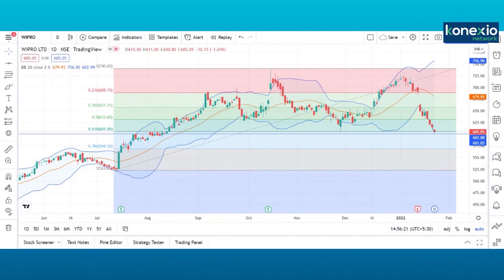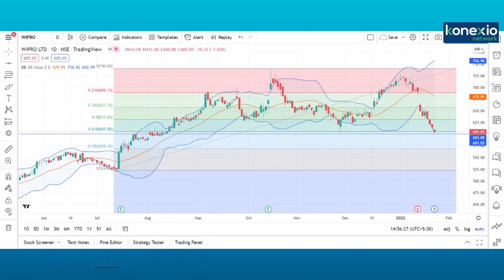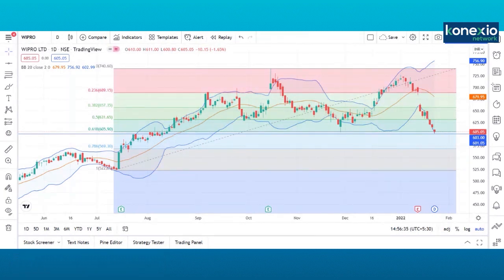Strategy would be to buy WIPRO in the range of 605 till 588, and for the next 5 to 6 months we have a target of 666. So the long-term investors can also accumulate WIPRO in this particular range for an investment period of at least 5 to 6 months. We might see a pullback rally. A momentum trader can also buy in this particular range for an upside target of 630 in the next maybe 1 or 2 months. So the stock is looking good for long-term investment and also for swing trading.